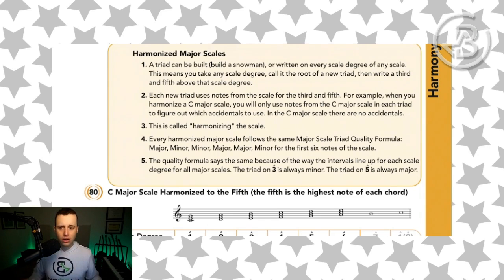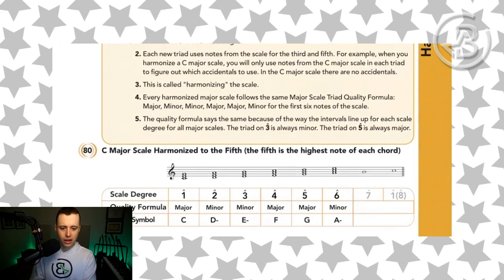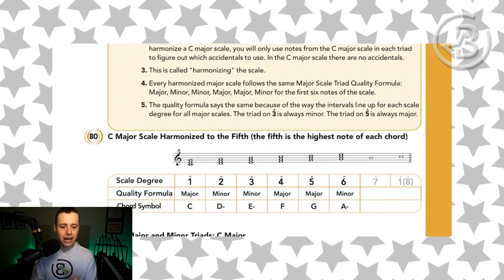It does not matter what major scale we do. It does not matter what letter of the full musical alphabet we start on. All major scales follow this same pattern, and this is called the triad quality formula. The triad quality formula goes major, minor, minor, major, major, minor, and you should memorize that. Major, minor, minor, major, major, minor.